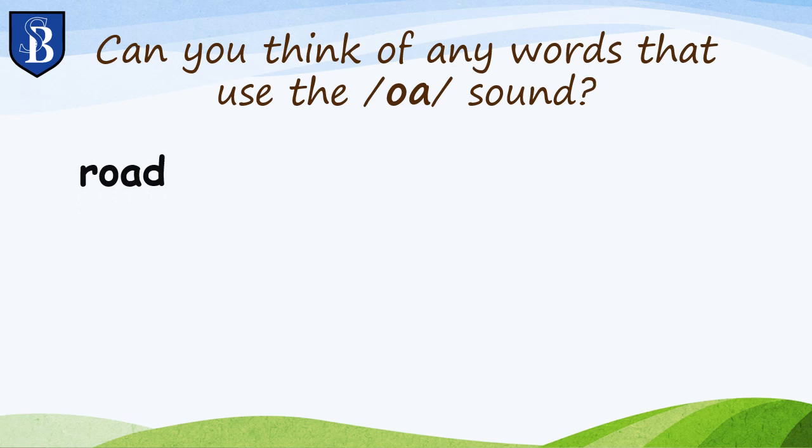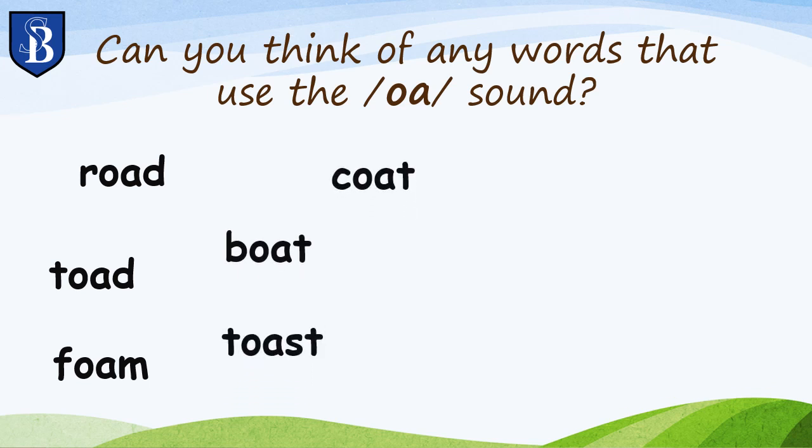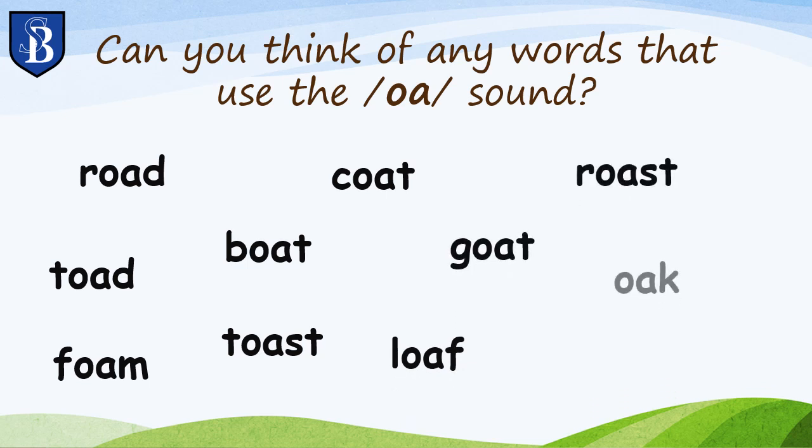O. Road. Toad, foam, boat, toast, coat, loaf, goat, roast, oak, soap. Did you think of any of these words at home? Well done if you did, and well done if you thought of words that were not on my list. Can you shout them out now? Wow, that sounds like some excellent words. You might want to pause this video and talk about some of these words with your adults at home. You could try to use them in sentences or give definitions, so use other words to tell your adult what they mean. Then when you're ready, press play and we'll move on with the next part of the session.